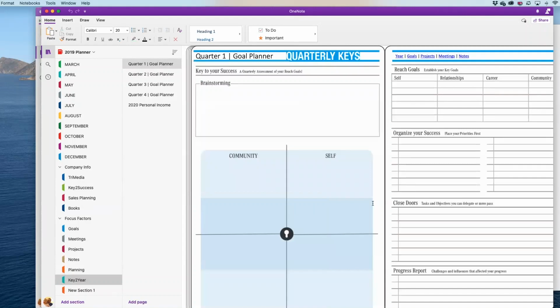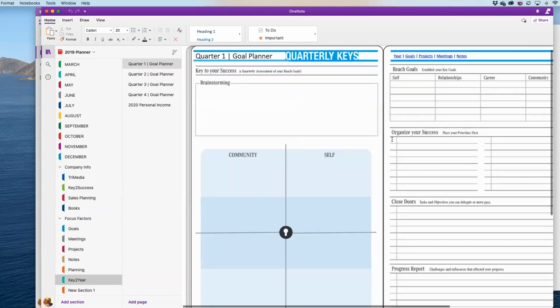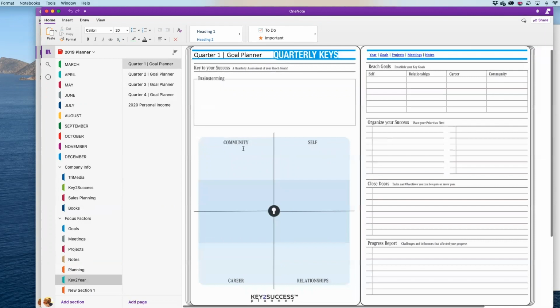So this is what the original Key2Success Planner looked like in 2019. I still had the same concept behind community, self, career, and relationships. I had a 4-quadrant approach, and then I had an inner quadrant and an outer quadrant. The idea was, and I can maybe try to show it here just off my desktop, that there are certain times in your life where, keep in mind, the closer you are to the circle, the more invested you are. That was my thought process, or my coaching, behind it.